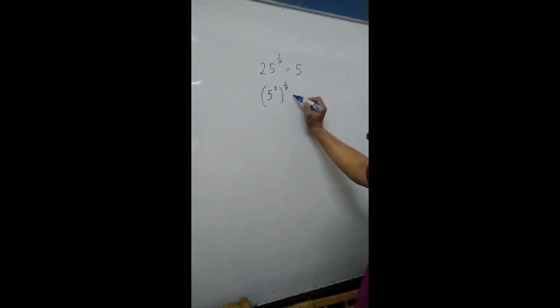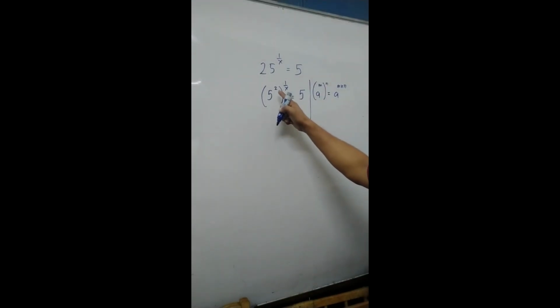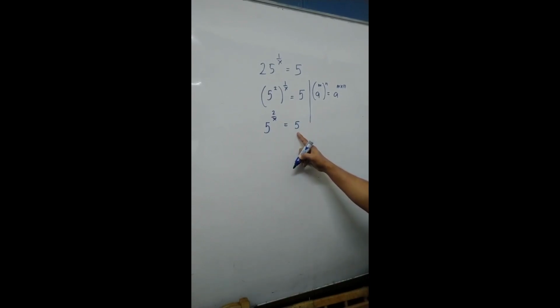(5 to the power of 2) to the power of 1 over x equals 5. And we know in indices, we have a to the power of m, to the power of n. The product is a to the power of m times n. So what we can do here is multiply the 2 and 1 over x. So we get 5 to the power of 2 over x equals 5, and the 5 over here is to the power of 1.